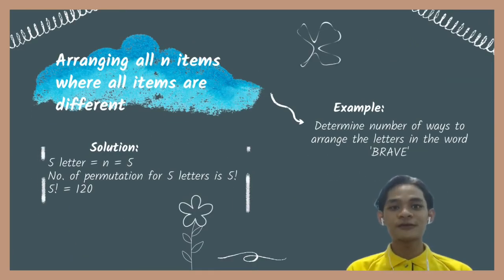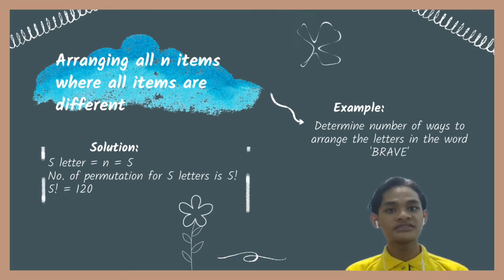To understand in more detail, I will explain arranging all n items where all items are different. The given example is to determine the number of ways to arrange the letters in the word brave. For the solution, the 5 letters of brave make n equal to 5. To find the number of permutations for different objects, it is given as n factorial, which is 5 factorial, and we get the answer of 120 ways to arrange the letters.